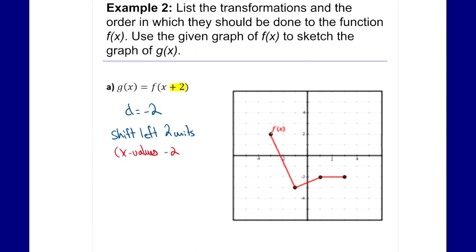This point is going to go to the left 2 units, so it'll end up here. This one will go to the left 2 units, 1, 2. This one will go over 2 units to here. This one will go over 2 units to here. Now I'm just basically going to connect the dots. It doesn't have to be perfect, right? We're just sketching what the transformed function is going to look like. And there's my transformed function g(x). And I can see that the entire thing is shifted to the left 2.